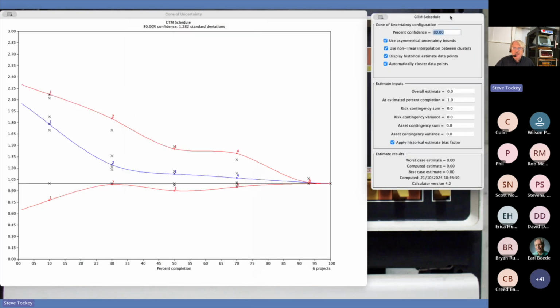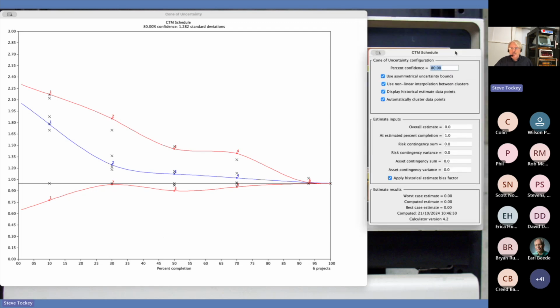Now the idea is here is the computed cone of uncertainty from the data that I gave it. And here is a sort of driver window. So I'm seeing what the cone of uncertainty is over here on the left side, and I have the ability to manipulate things and run my estimates over here on the right side.